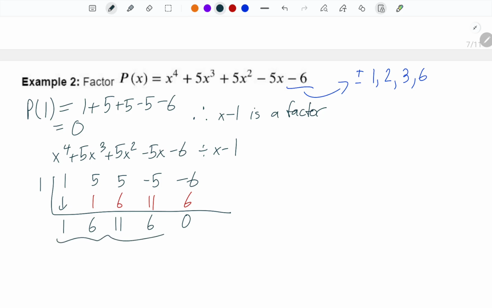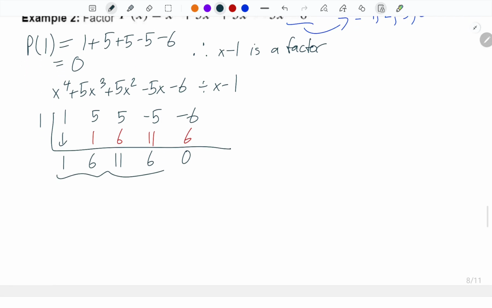Okay, so now we have 4 terms there. That's basically the next degree down. So instead of x to the 4, we now have x cubed plus 6x squared plus 11x plus 6. Okay, so p of x as a whole is going to be that factor that we just divided by times the quotient, which we just found out: x cubed plus 6x squared plus 11x plus 6.